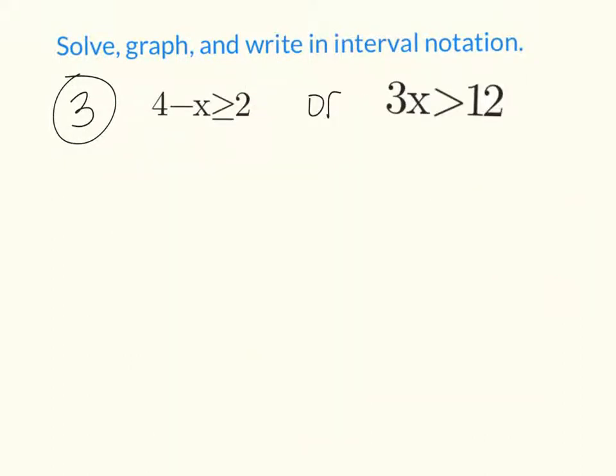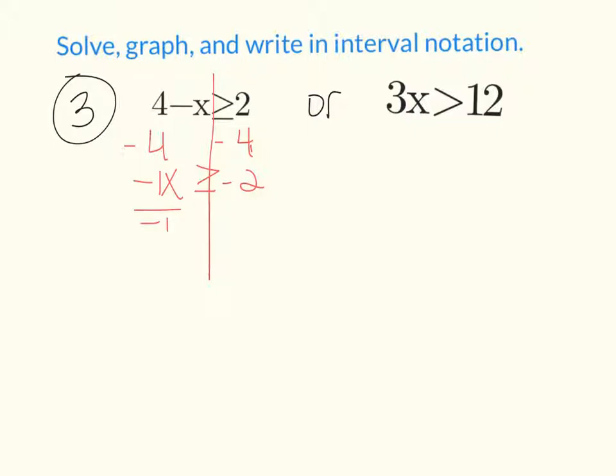All right, here's an OR. So these are separate problems, so you can't do them all at the same time. On this first one, I'm going to solve this one first. I'm going to subtract 4. I got this. So I have negative x is greater than or equal to negative 2.